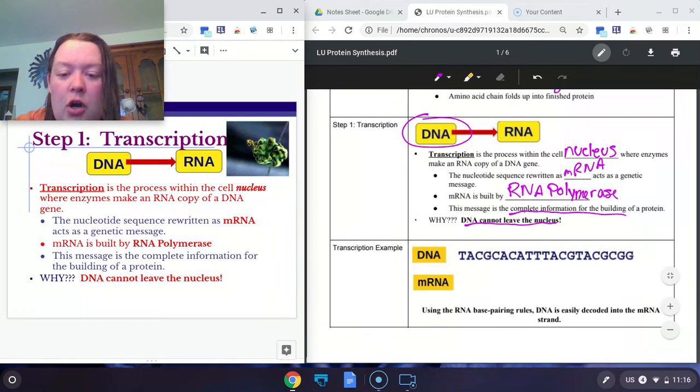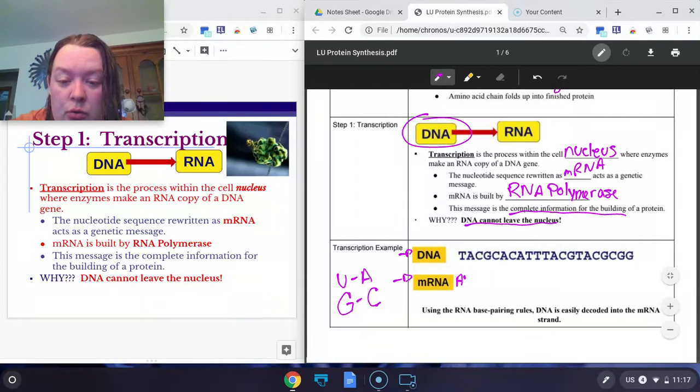What we're going to use are our base pairing rules. Now remember, DNA had the letter T, but RNA has U, and our base pairing rule is U goes with A, and G goes with C. This is for mRNA. So when we see the letter T, T goes with A.